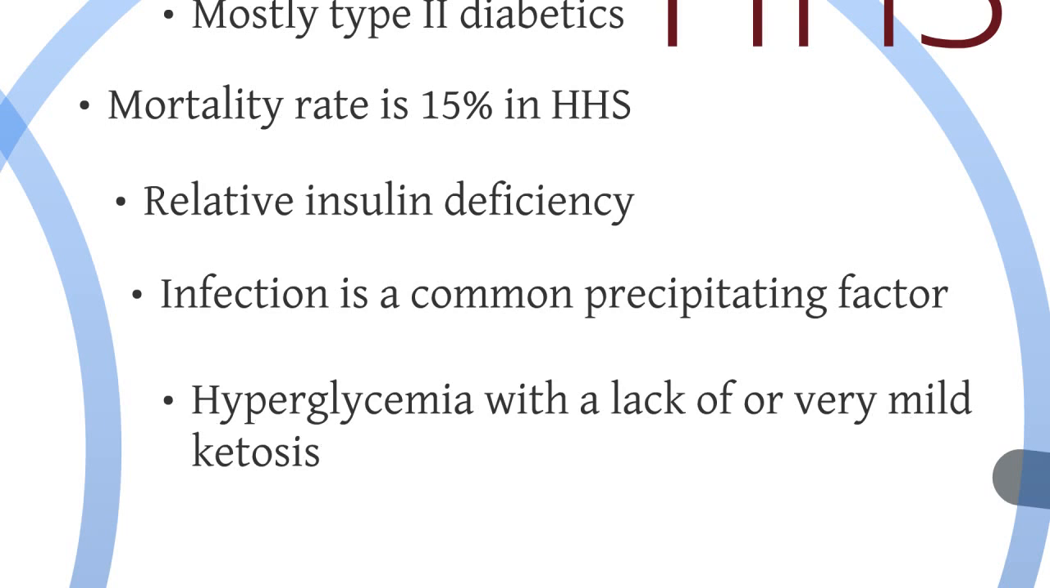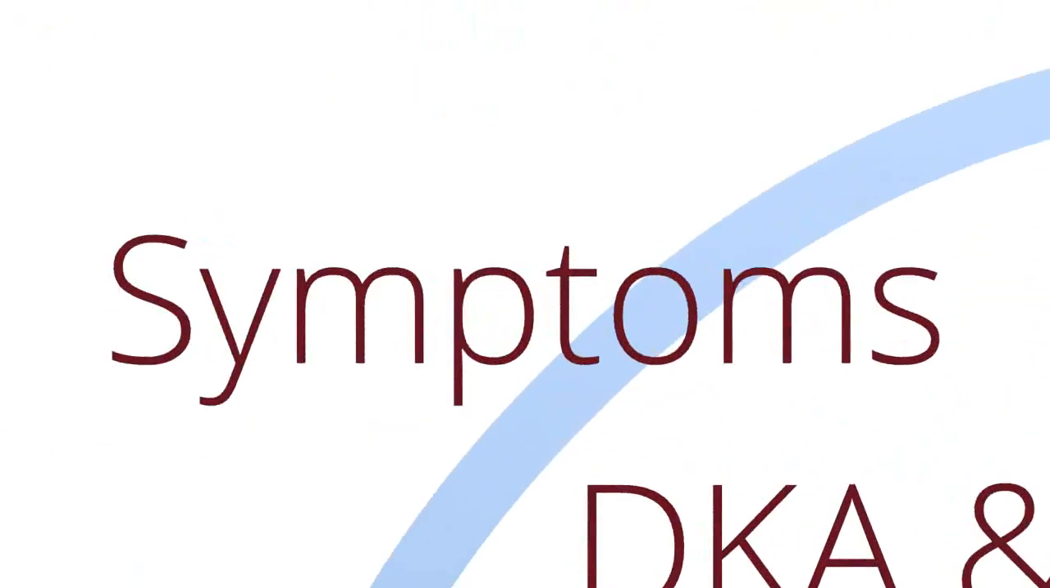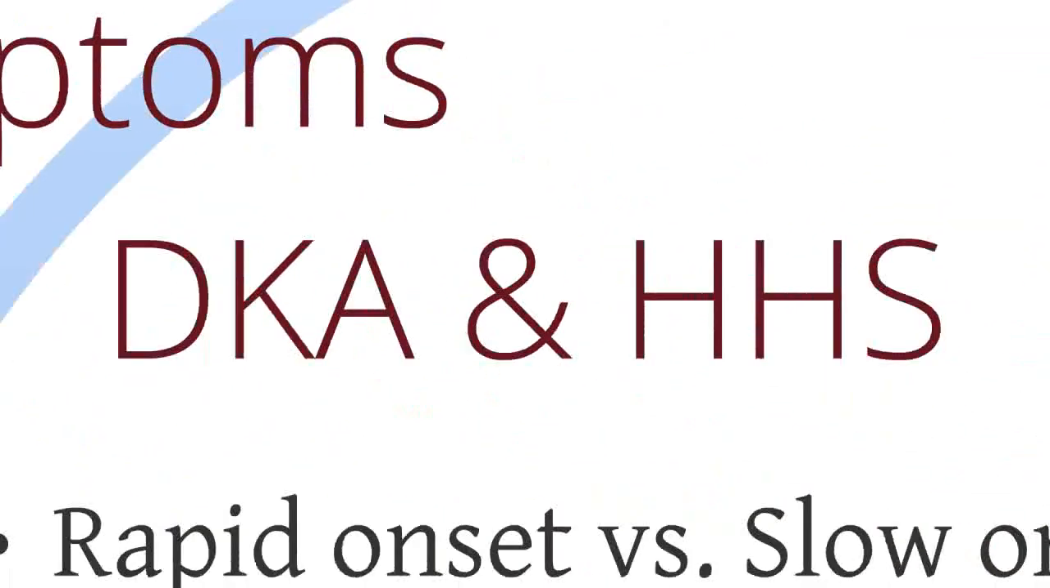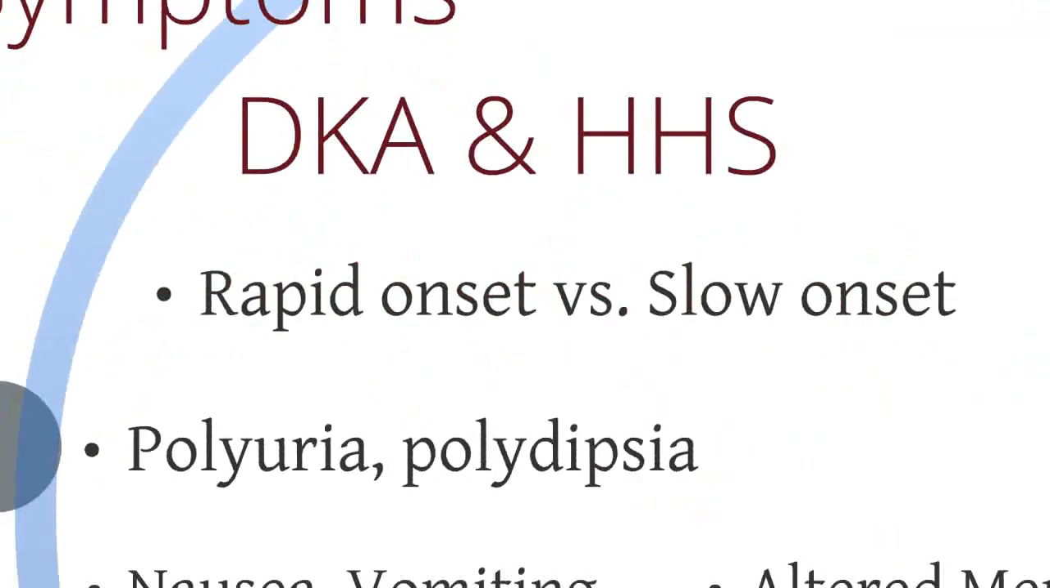Now, HHS is characterized by hyperglycemia with a lack of ketosis, though, like I mentioned before, DKA and HHS are a spectrum of a disease, and thus some HHS patients can present with a very mild ketosis, which is far less severe than in patients with DKA. Later on, we'll point out the features that differentiate DKA from HHS from both a lab perspective and a history perspective. Now, let's look at the symptoms of both diabetic ketoacidosis and hyperglycemic hyperosmolar syndrome.